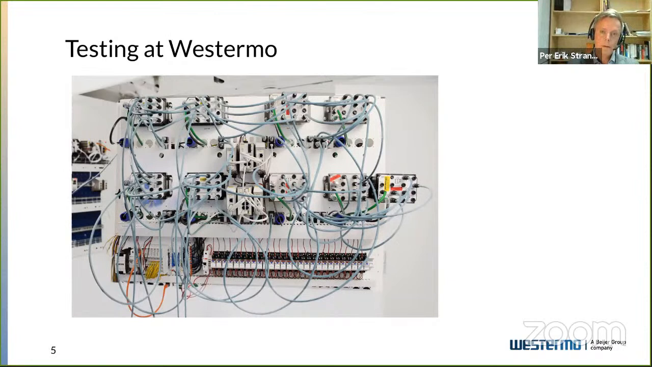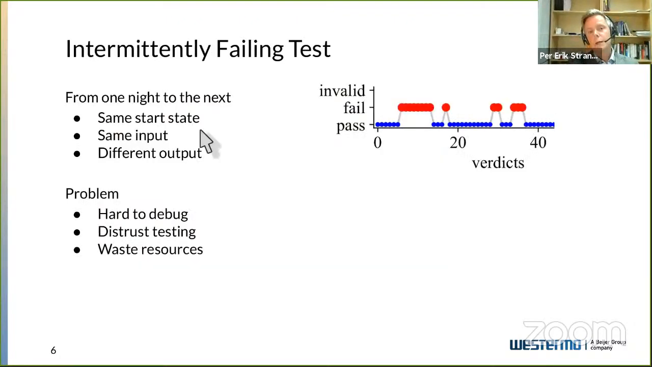And we run these test scripts on dozens of test systems, giving us thousands of possible combinations, and also thousands of verdicts to look at each morning. And sometimes, now we get to the problem, sometimes we see intermittently failing tests. So these are test cases that over time, overnight, when we execute them, they pass and fail sort of randomly in a fashion that we don't really understand. So even though each test case would start the system in the same state, it would give the same input, we still observe different output.